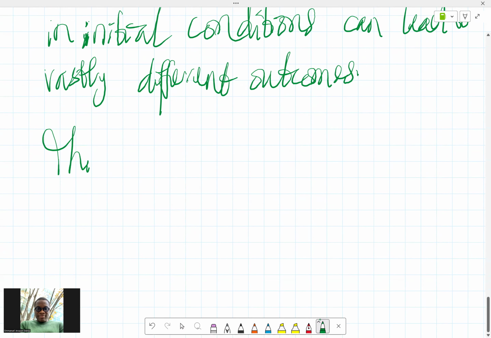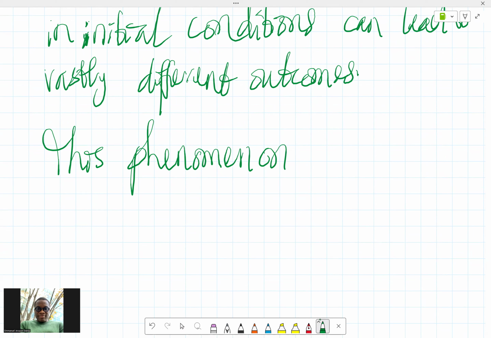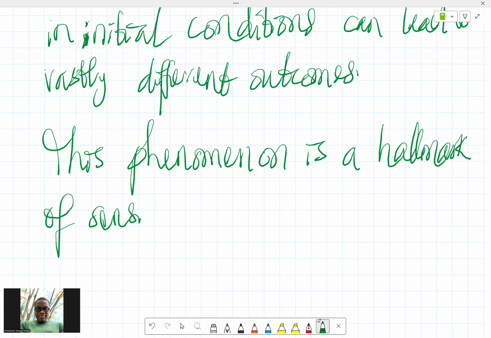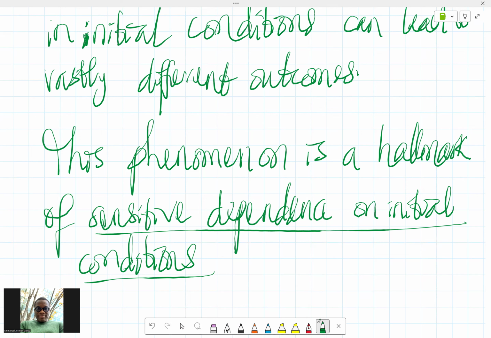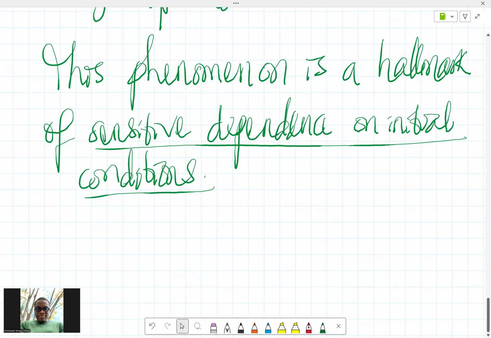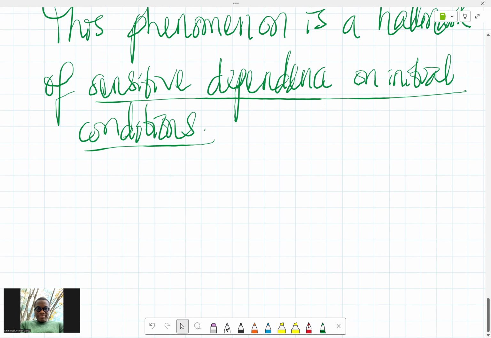This phenomenon is a hallmark of sensitive dependence on initial conditions. This is an important term, sensitive dependence on initial conditions. That's what happens here. Now let's talk about the Lorenz equation.